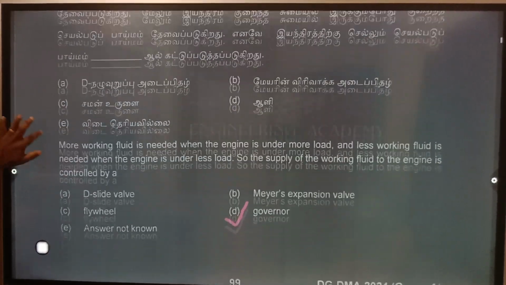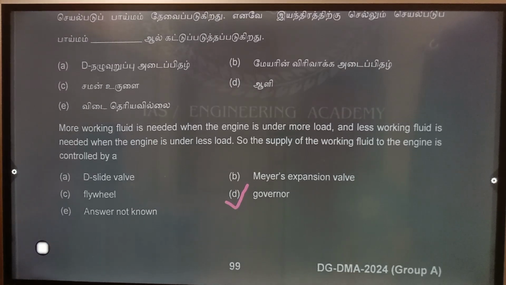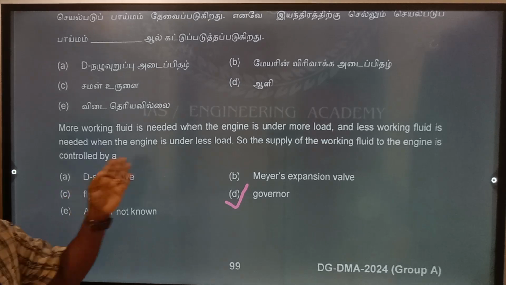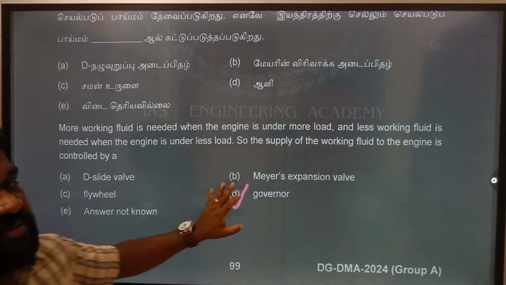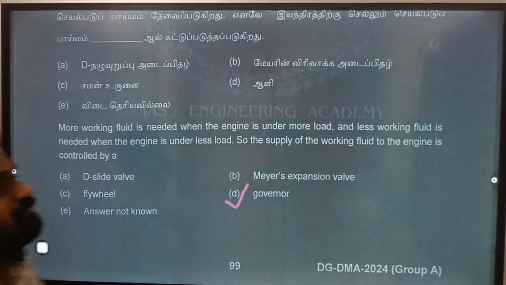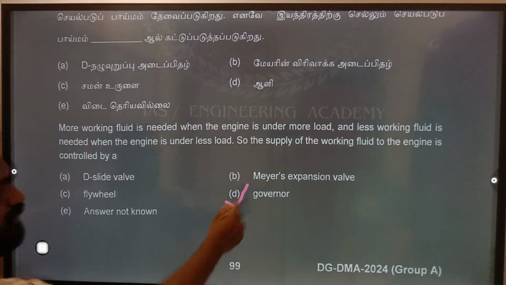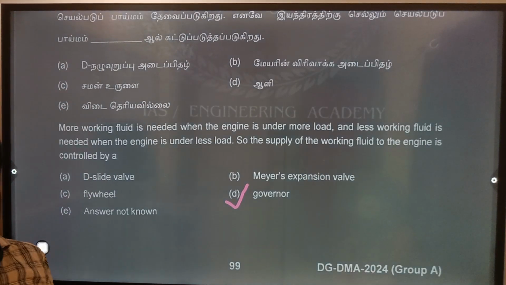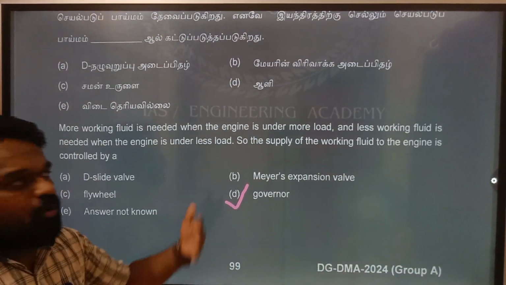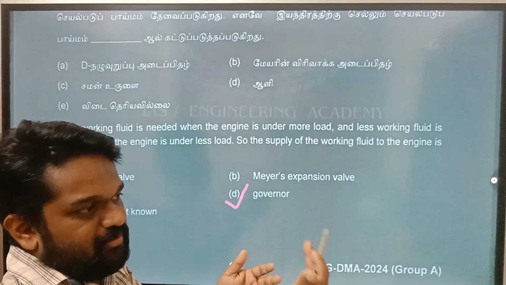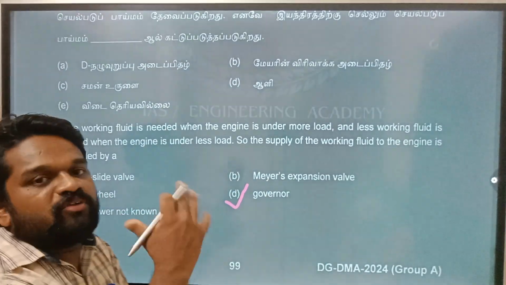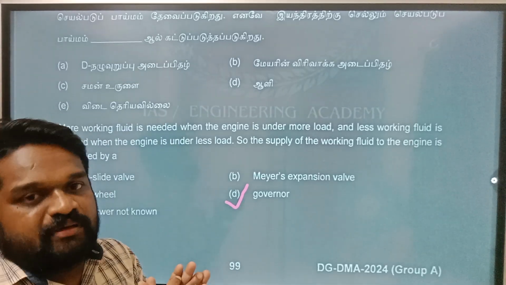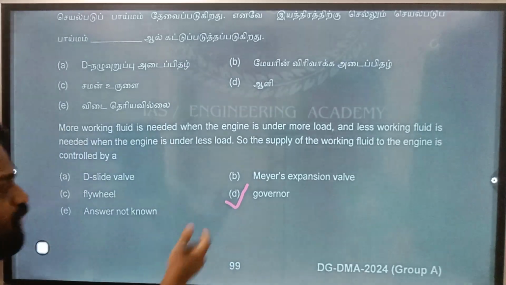Next, 17. More working fluid is needed when the engine is under more load and less working fluid is needed when the engine is under less load. இது வந்து யாரோட ஃபங்க்ஷன்? கவர்னர். ஓகே, கவர்னர் தான் working fluid na your fuel. ஓகே, அதுதான் இங்கே மீன் பண்ணுறாங்க. ஸோ அது லோடுக்கு கரஸ்பாண்டிங்கான ஸ்பீடு கான்ஸ்டண்டாக வைக்கிறதுக்கு எவ்வளோ ஃபியூவல் கொண்டு போகணும் அது கவர்னர் தான் டிசைட் பண்ணுவாங்க. ஸோ ஆன்சர் இஸ் டாக், டி.